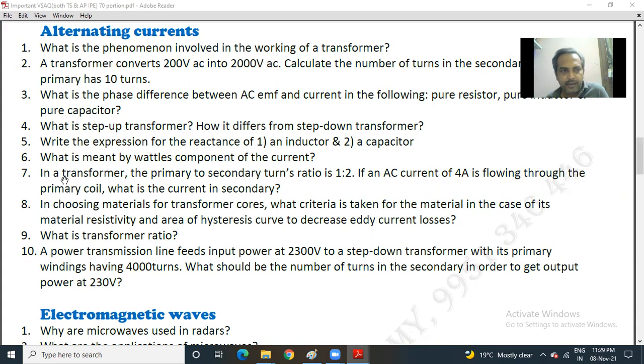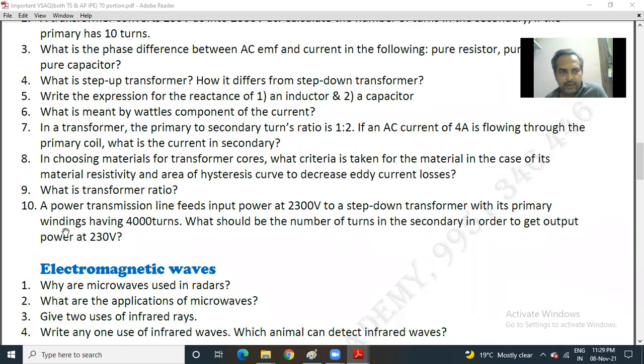7. In a transformer, the primary to secondary turns ratio is 1:2. If an AC current of 4 amperes is flowing through the primary coil, what is the current in the secondary? 8. In choosing materials for the transformer core, what criteria are taken for the material in the case of its resistivity and area of the hysteresis curve to decrease eddy current losses? 9. What is transformer ratio?